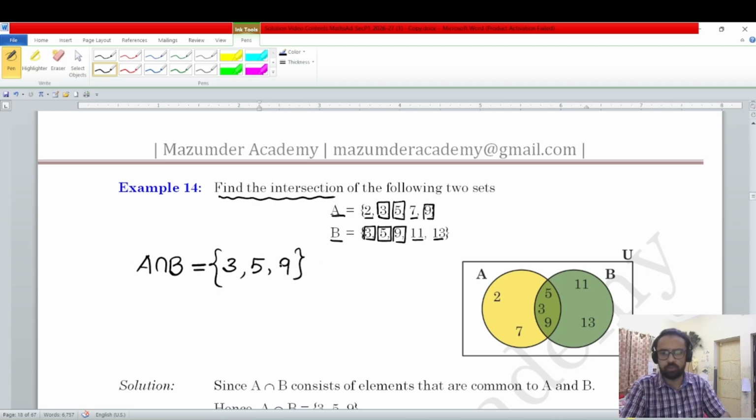Now, if you want to represent this situation in a Venn diagram, then the representation will be like this.